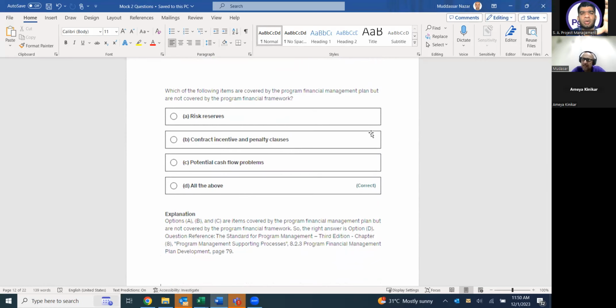No, you don't go into the detail of this. This is the detailed output of the financial management plan and financial framework, which is in chapter number 8. I will send you the relevant slides. You don't need to waste your time to find it. I will find this for you. Thank you very much, sir.